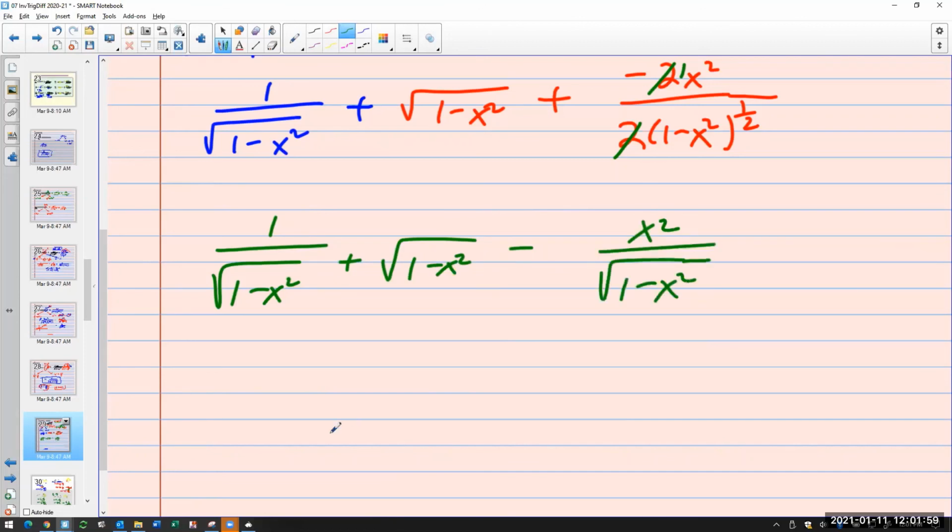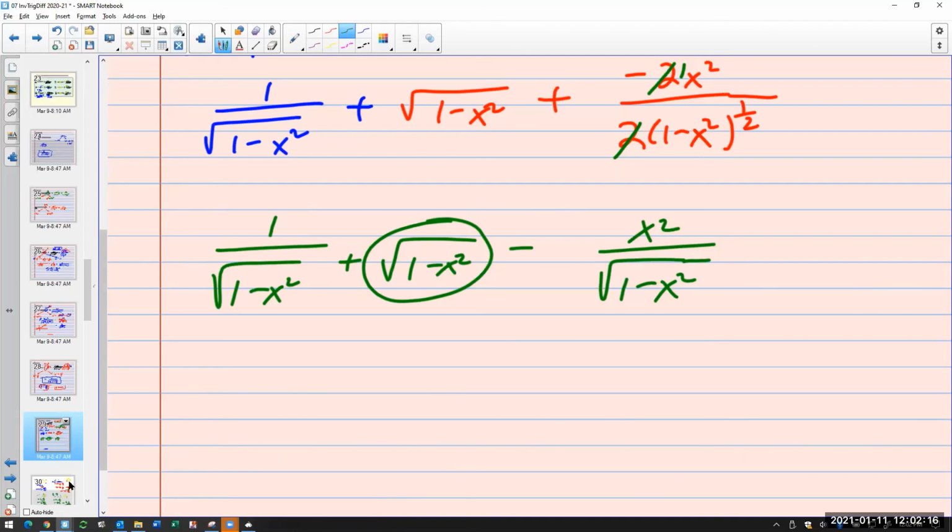You guys good with that? And actually, you could leave it like that. You're in good shape here. There's some other simplification you could do. You could get a common denominator of 1 minus x squared and get rid of this. But don't worry about it. That's really a good place to be right there. Okay, you guys good there?